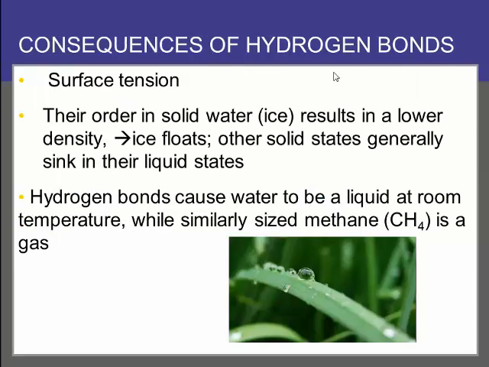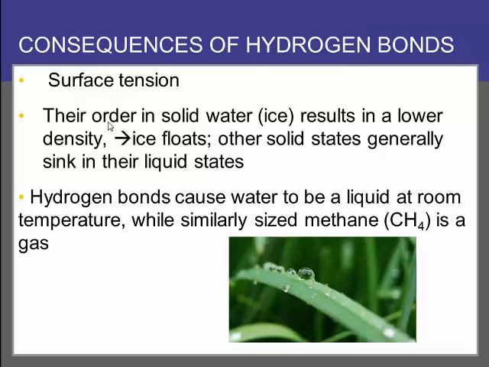So some consequences of hydrogen bonds. Water has a surface tension that causes it to bead up on different surfaces. It doesn't just spread out and completely wet the surface. If we put a drop of water on the table, on a glass, or on this leaf, it typically forms a partially spherical drop.